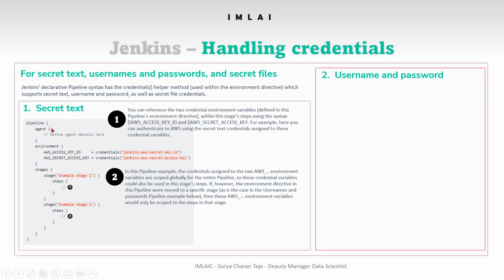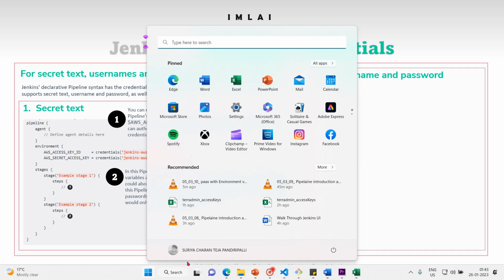However, the environment directive in this pipeline could be moved to a specific stage, as in the case of username and password pipelines. Here we will be doing this exercise with some random access keys, because I would have to log into Amazon Web Services again to get the real ones, and I cannot show you the actual keys. So I would write this piece of code and we will execute it, but it's not going to work. We'll get an error because I'm not using the exact one. So let me get into that.